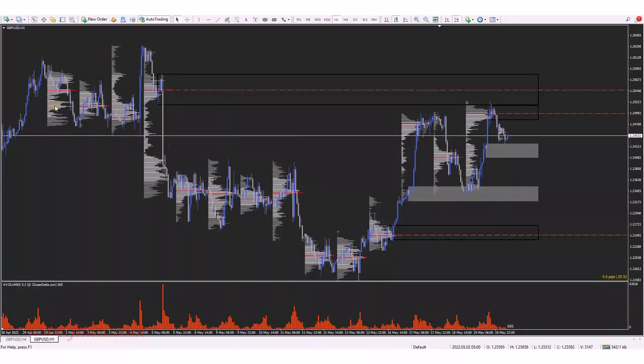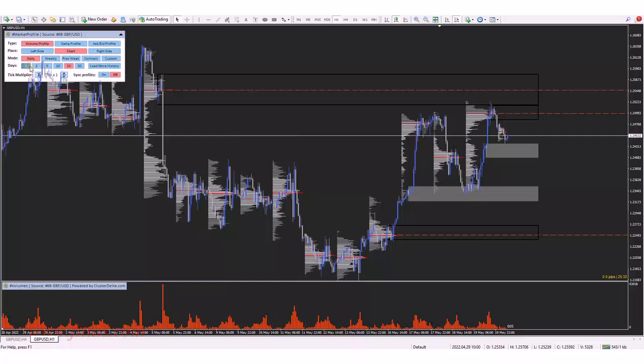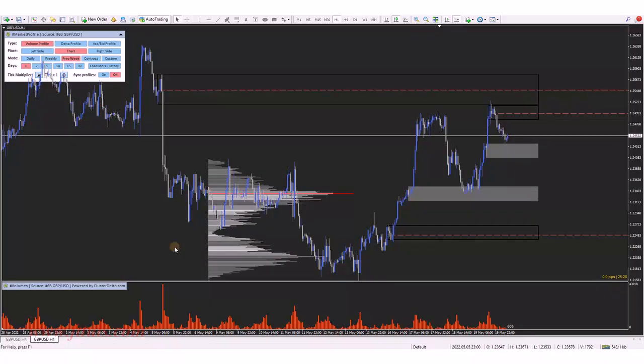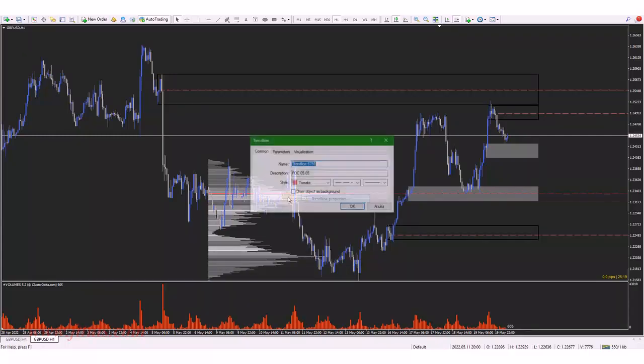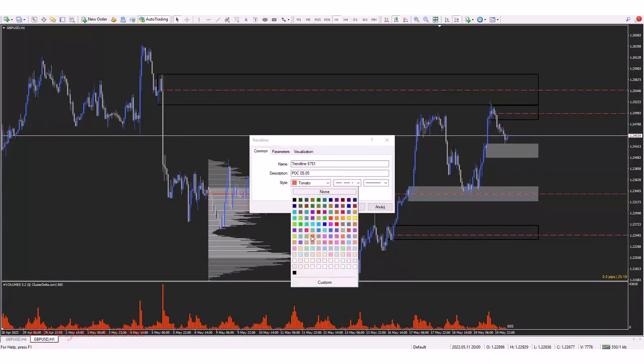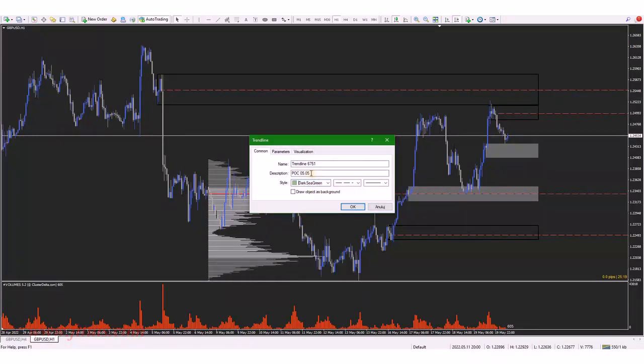Good. Now I am going to the previous week to mark also the important point of control, like this one. I like to change the color. Let's see, this one, and this is the previous week point of control.